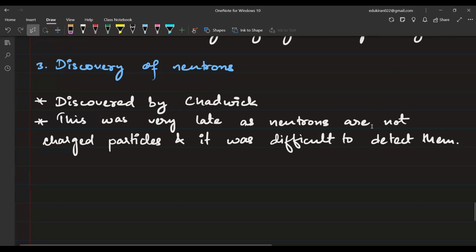Okay. For neutrons, you have to just understand. I mean, we are talking about discovery only, right? Yeah. This was very late. I mean, this was discovered by Chadwick. The next sentence, this was very late as the neutrons. We're talking about discovery only. Yes. The same thing.